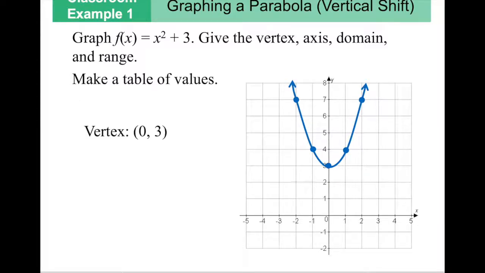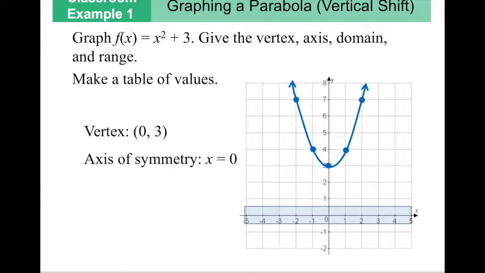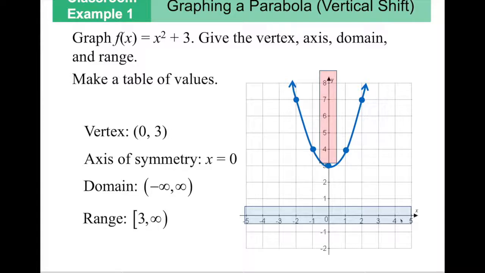Now, the lowest point is at (0, 3), and my axis of symmetry is the y-axis at x equals 0. My domain is all real numbers because it's a polynomial. And my range is going to be from 3 to infinity because this parabola doesn't exist before 3. There's nothing there. So if I go from the bottom to the top, it starts at 3 and it keeps going.